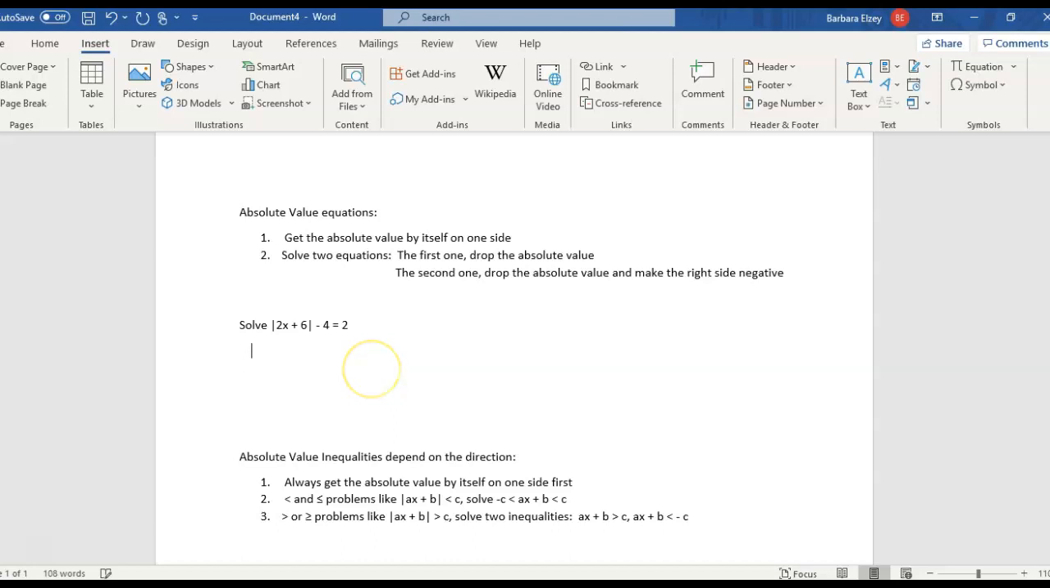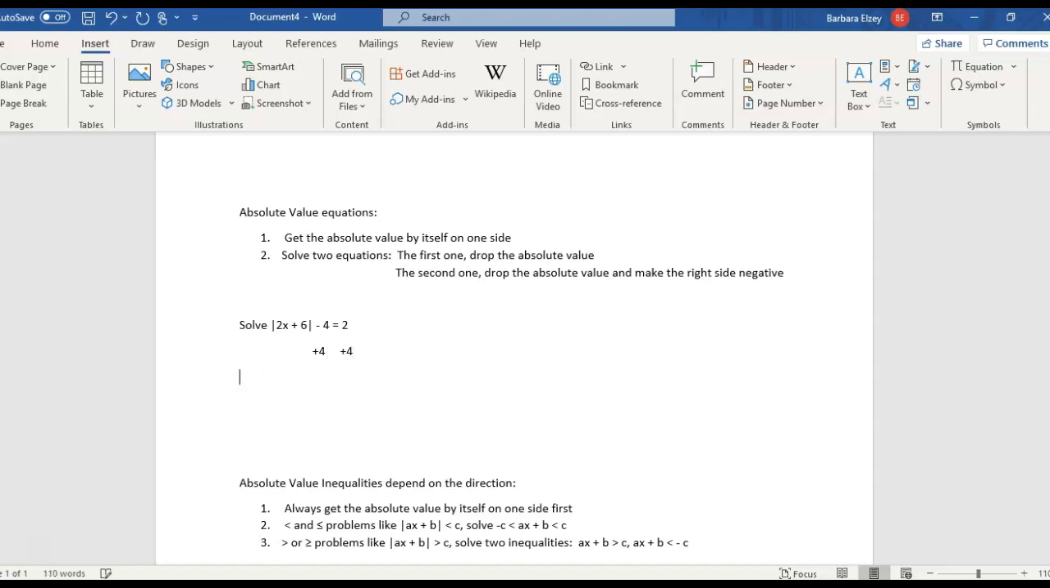So the first thing I'm going to do is add 4. I'll add 4 to the left, and I'll add 4 to the right. So I'm going to get the absolute value of 2x plus 6 is equal to 6. Now I have the absolute value, this entire quantity that's in the absolute values, by itself on one side. So I am now going to solve two equations.